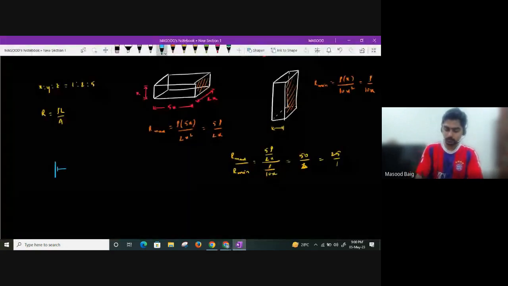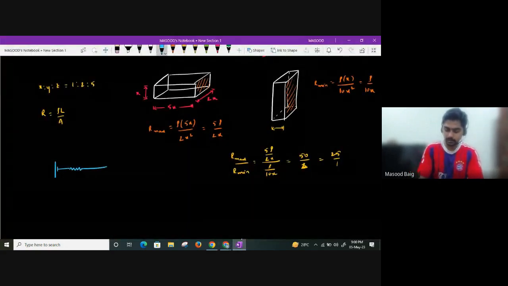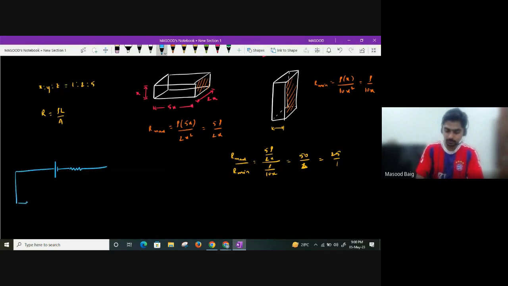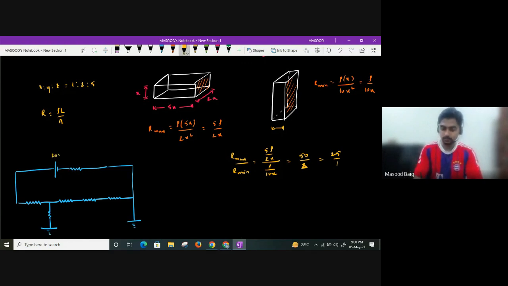So if you just take here, you have something like this: 20 volt and 3 ohm. We have 12 ohm, we have 10 ohm, we have 10 ohm, we have another 10 ohm. This end is earth, and from here you have 30 ohm. This is earth again. This is 20 volt, 3 ohm, 12 ohm, 10 ohm, 10 ohm, 10 ohm, 30 ohm. I hope that is the question.